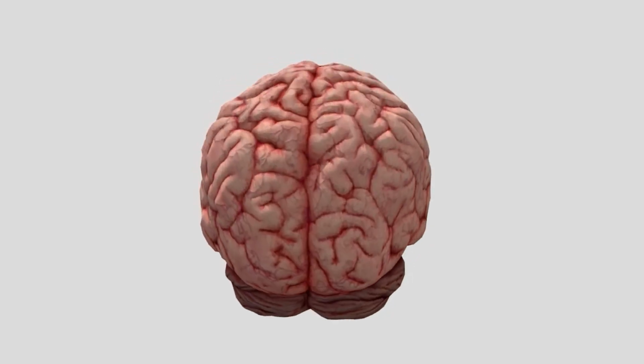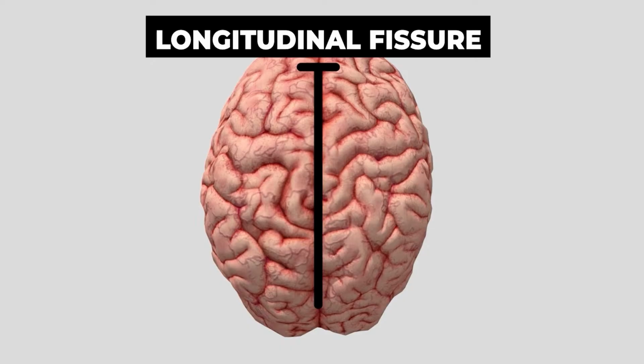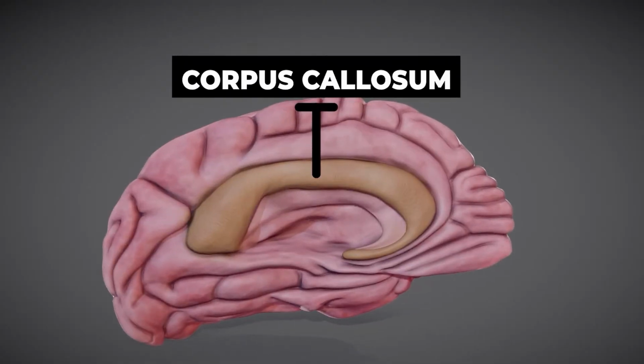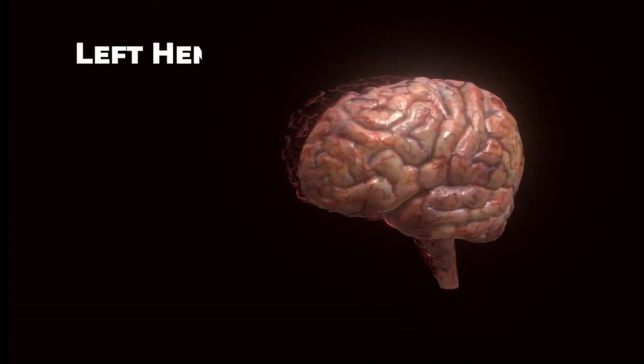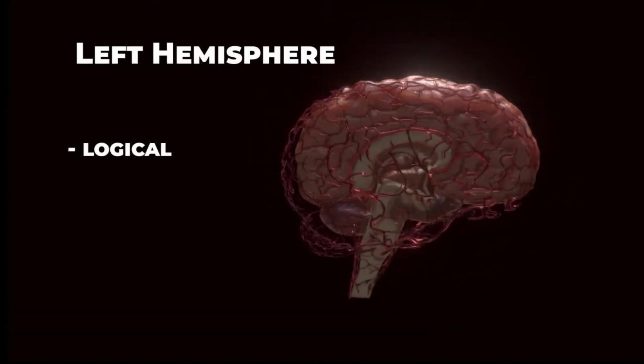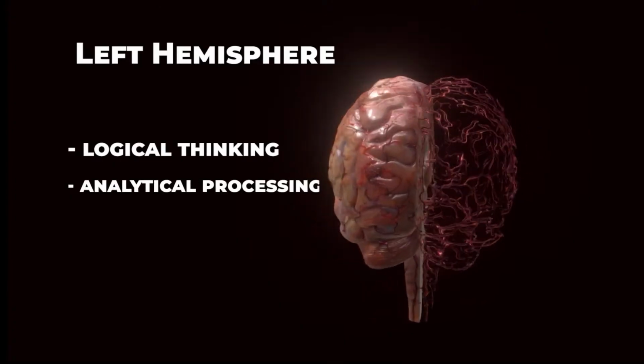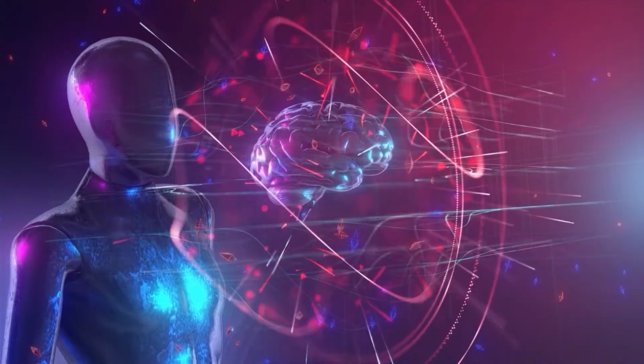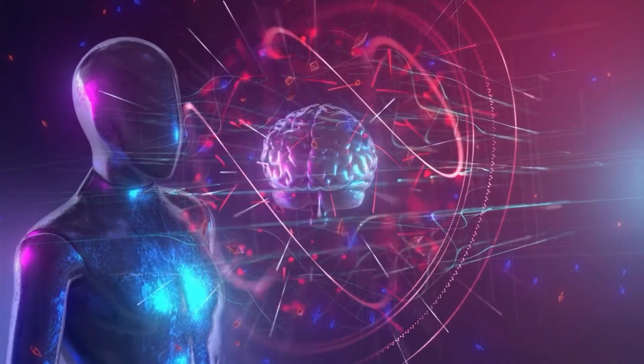These two halves are separated by a deep groove called the longitudinal fissure but are connected by a thick band of nerve fibers known as the corpus callosum. The left hemisphere is typically associated with logical thinking, analytical processing, and language. In most right-handed individuals, the left hemisphere is dominant for language.